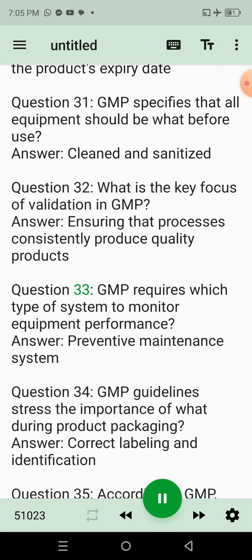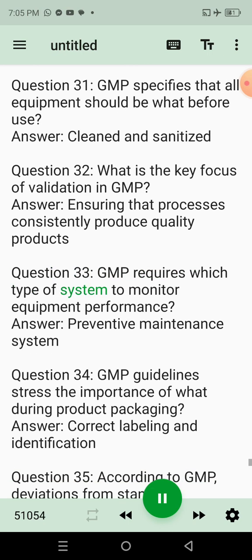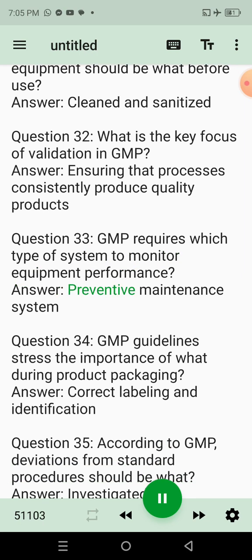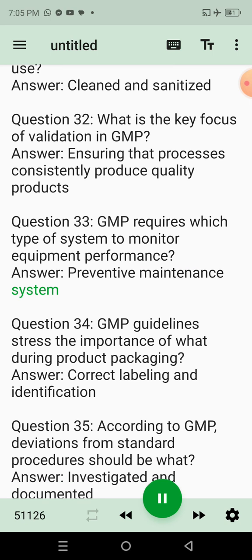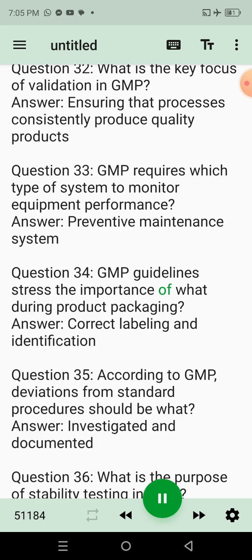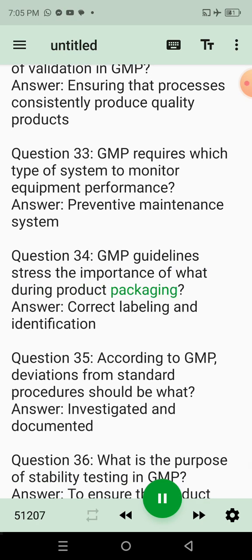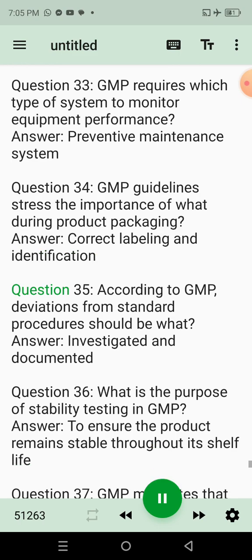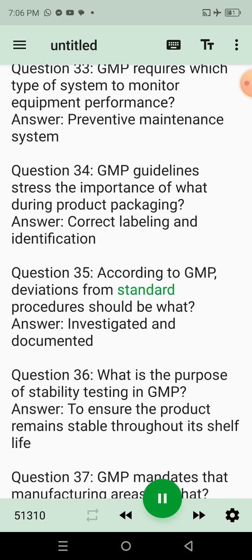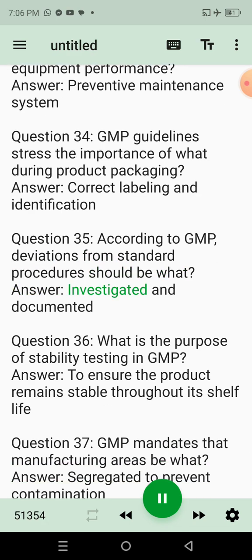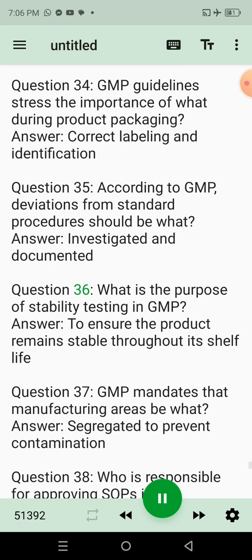Question 33. GMP requires which type of system to monitor equipment performance? Answer: Preventive maintenance system. Question 34. GMP guidelines stress the importance of what during product packaging? Answer: Correct labeling and identification. Question 35. According to GMP, deviations from standard procedures should be what? Answer: Investigated and documented.